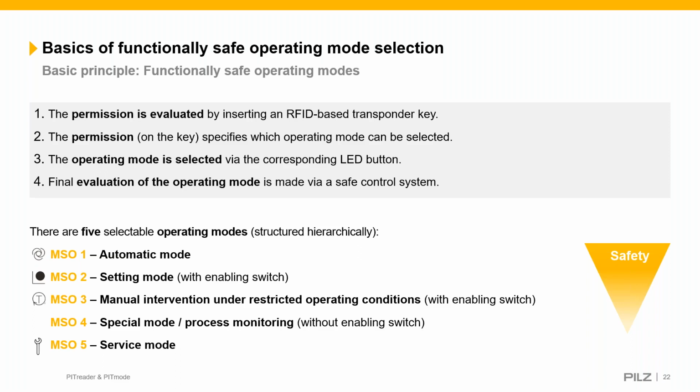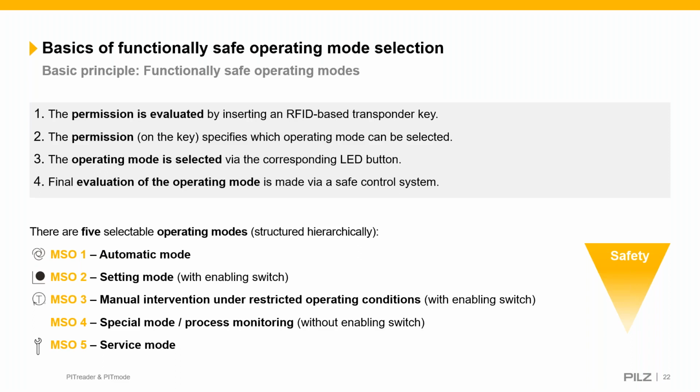And there are 5 selectable operating modes, and they're in a structured hierarchical order. So we have MS01, which is automatic mode, 2, which is setting mode, 3, manual intervention under restricted operating conditions with enabling switch. We have 4, which is a special mode or process monitoring without an enabling switch, and we have service mode.